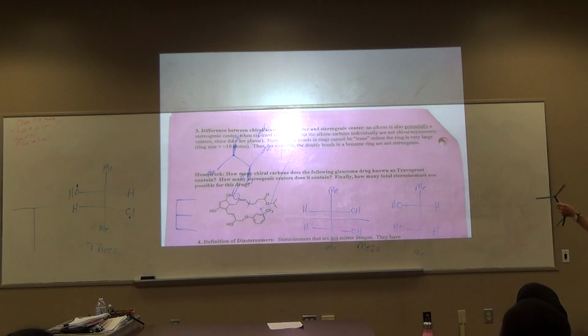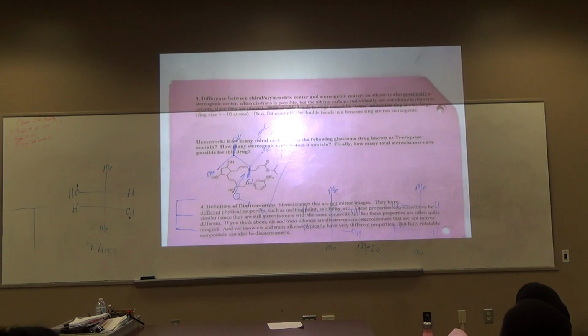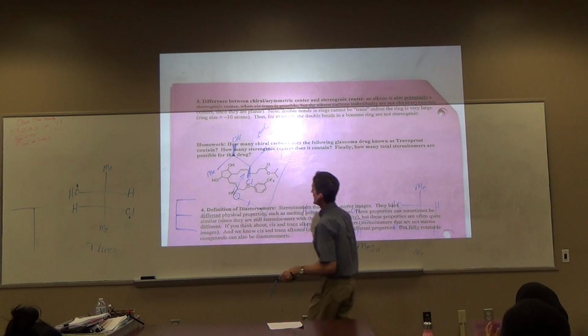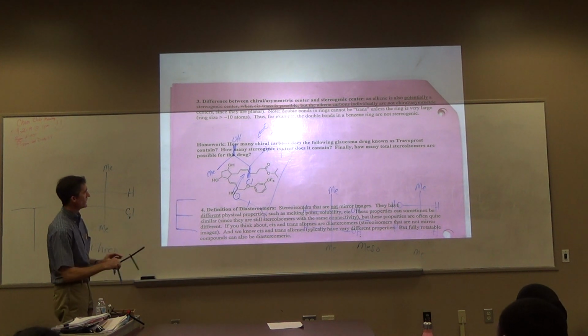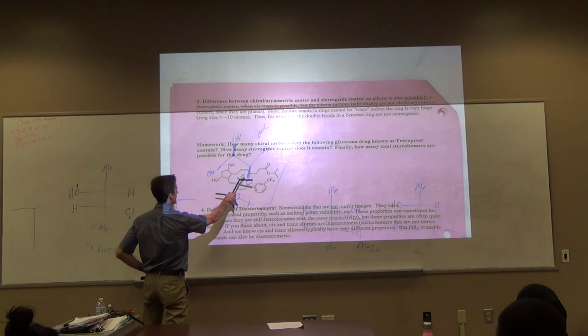Okay, some statements to read up there. We mentioned that some alkenes can be stereogenic. Let's put this to work. How do we do here? How many carbons does the following drug have?